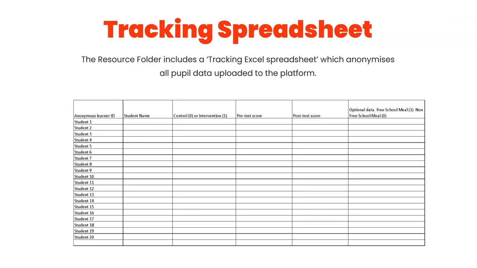You'll also find in the resource folder a tracking spreadsheet, which allows you to link an anonymous learner ID to a student in your group.